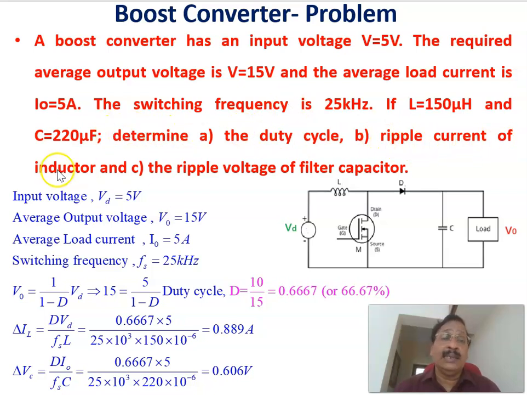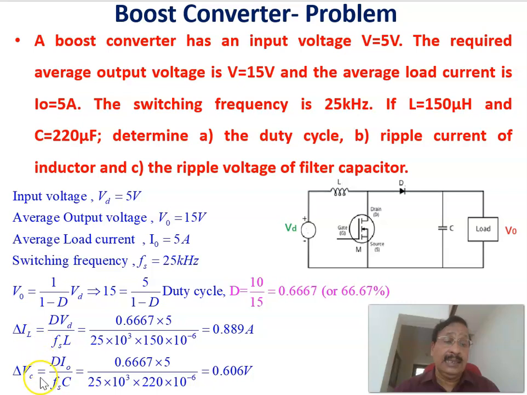Second one, the ripple current of the inductor. The basic relation of the ripple current is given by D Vd divided by Fs into L. D is the duty cycle, Vd is the input voltage, Fs is the switching frequency, and L is the inductance value. All these values are given, so you can substitute. D is already calculated, 0.6667, into Vd equal to 5, over 25 into 10 raised to 3, that is 25 kilohertz, and 150 microhenry. That is equal to 0.889 amperes, which is the inductor ripple current.